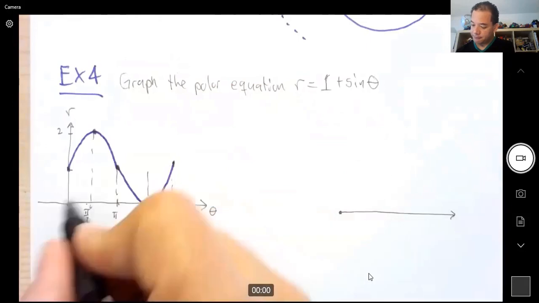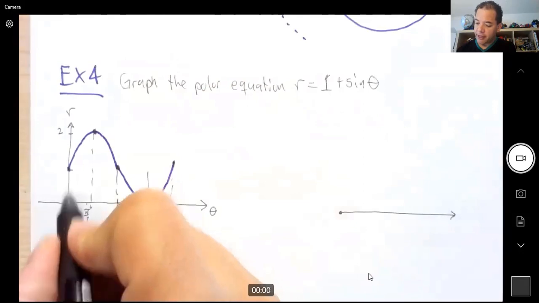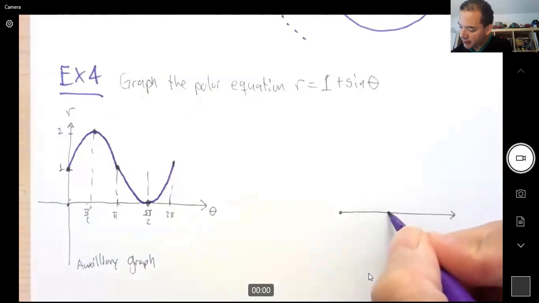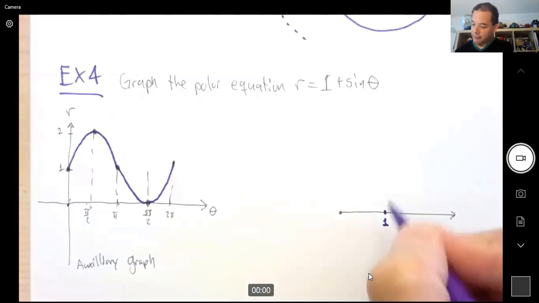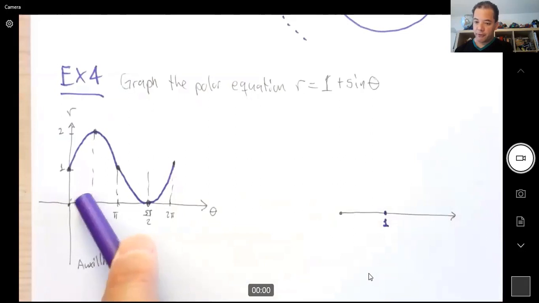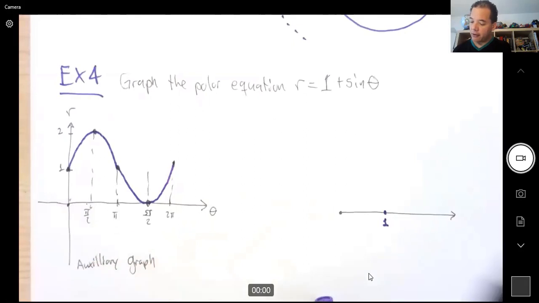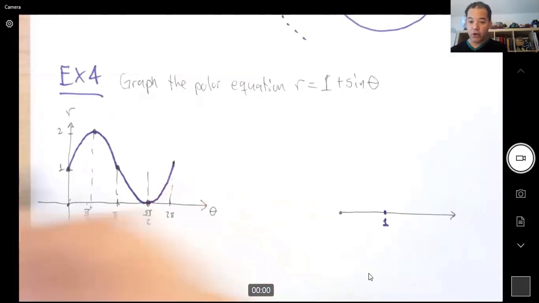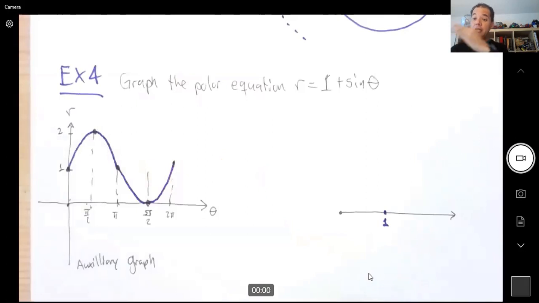So at angle 0, right here where it's horizontal, we start with a radius of 1. So my polar graph is going to start right here at 1. And then what happens when I go from 0 to pi over 2? What happens when the angle grows from 0 to pi over 2? Well, the radius is going to grow, right? Good, Michael. The radius is going to go from 1 to 2. So it's going to increase, right?